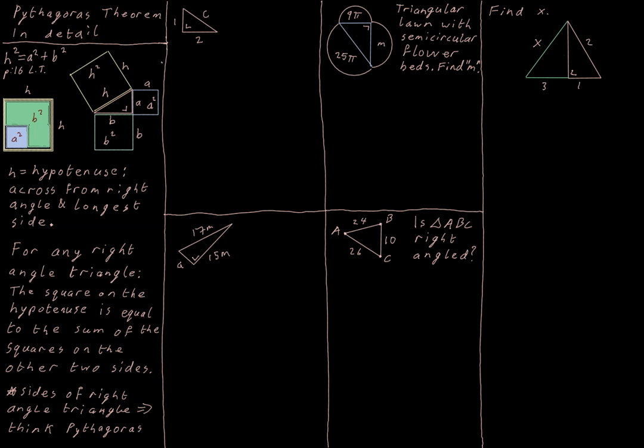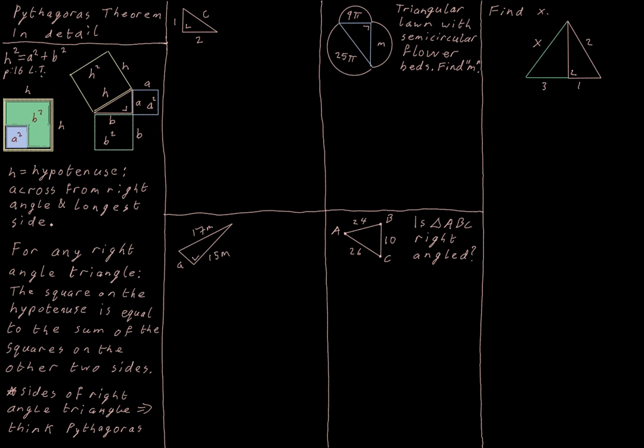Hello, now we are going to look at the theorem of Pythagoras in some detail. And we'll start by defining what the theorem of Pythagoras is. Now, written out algebraically, it's just h squared is equal to a squared plus b squared. And this formula is on page 16 in the log tables.